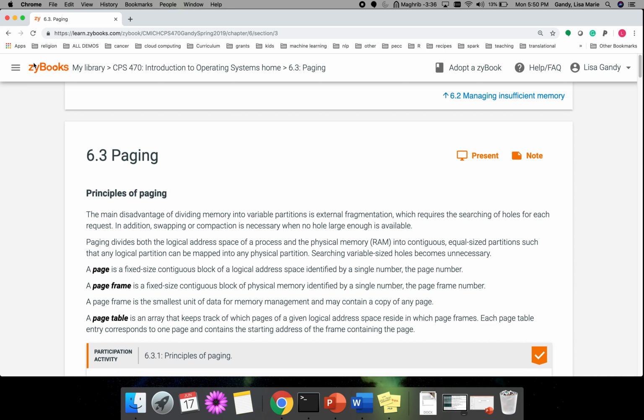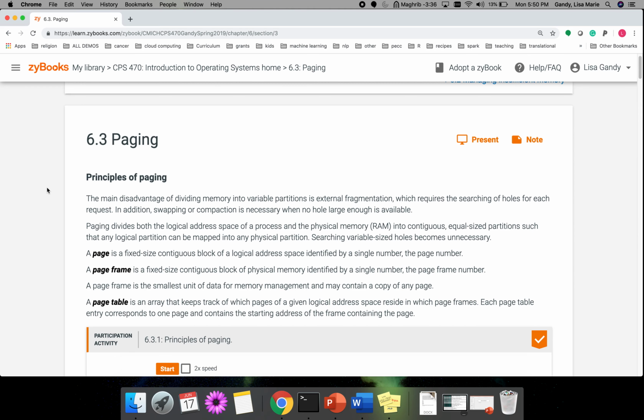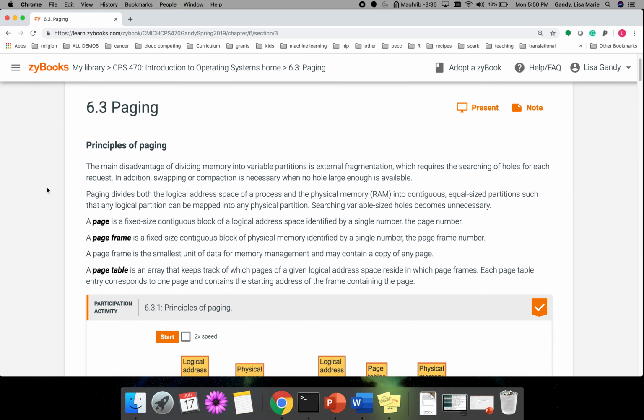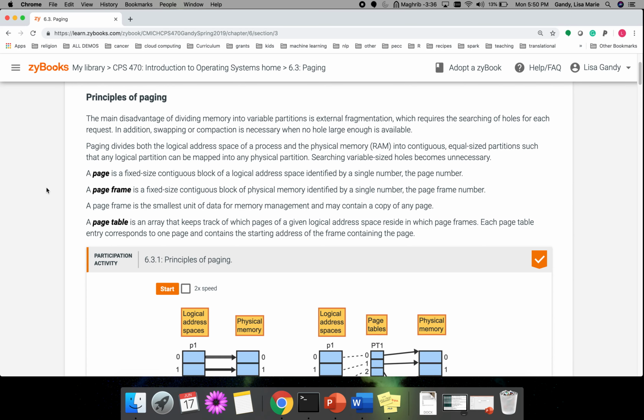Hi, so today we're going to talk about paging and segmentation. Paging is basically where we break up our logical memory into fixed size blocks called pages, and then we're going to put those into physical memory.